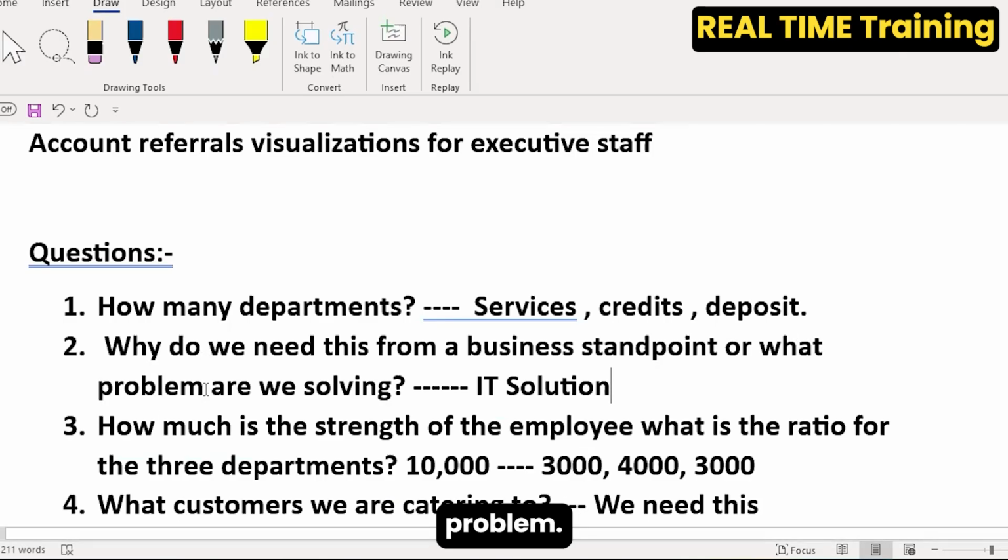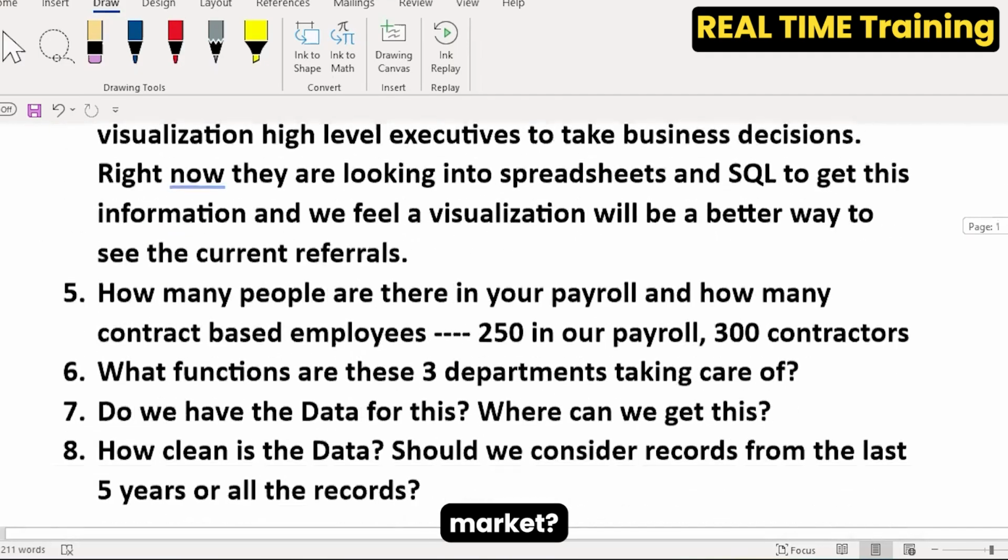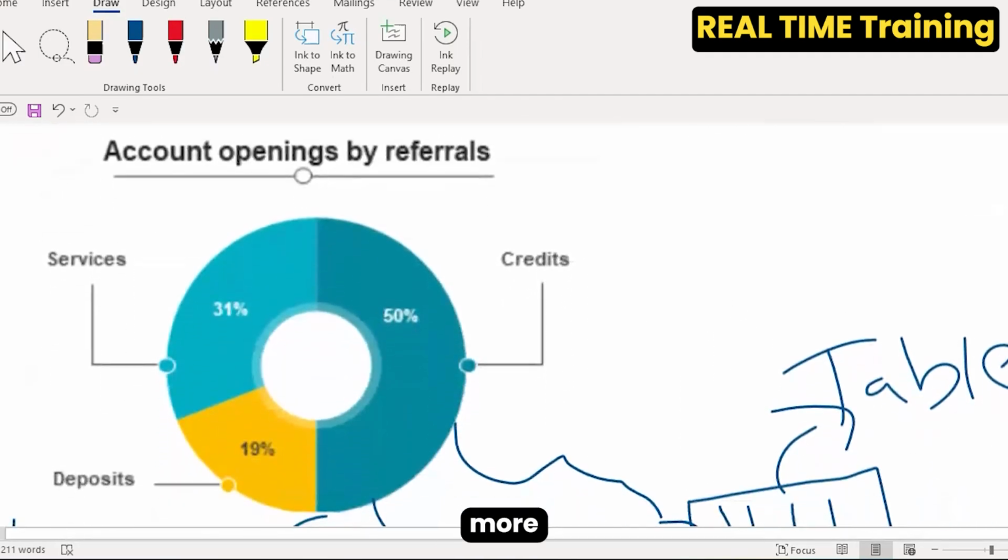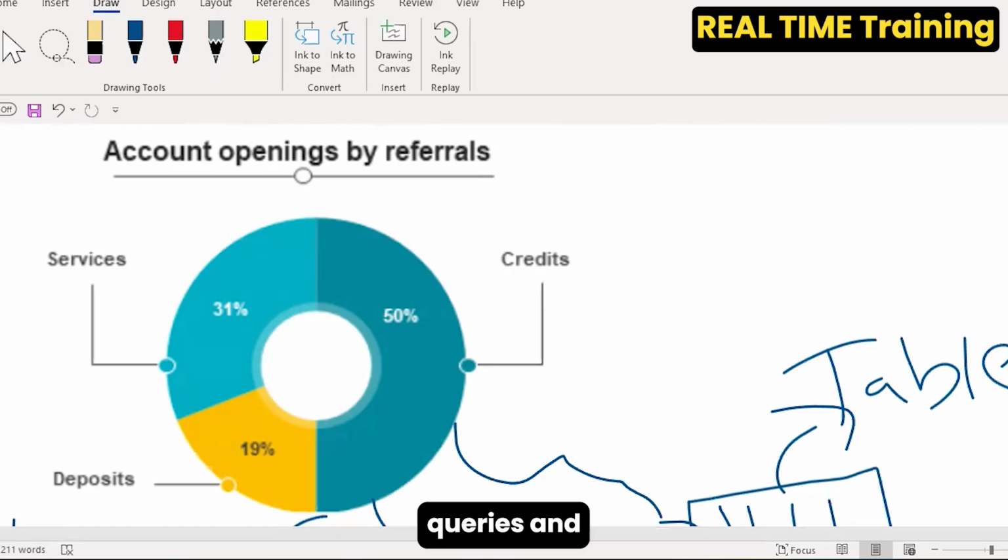The business problem: I said all the high level external stakeholders have to go through spreadsheets to understand the referrals and where they are coming from, where we should market, and what we can do in the future to get more referrals. So they are trying to understand where the current referrals are coming from through spreadsheets, Excel documents or SQL data. They have to go through all these tables and maybe run some queries and get the numbers. But instead of that, if we have a visualization, they can look at it and figure out, okay, 50% credit department, 31% services, 19% deposits, right?